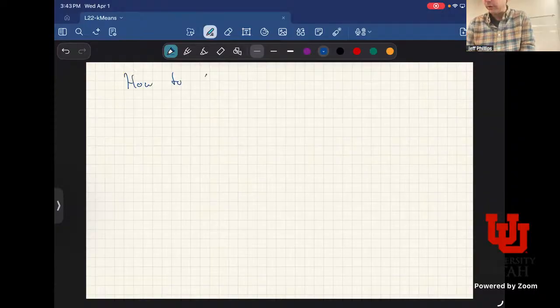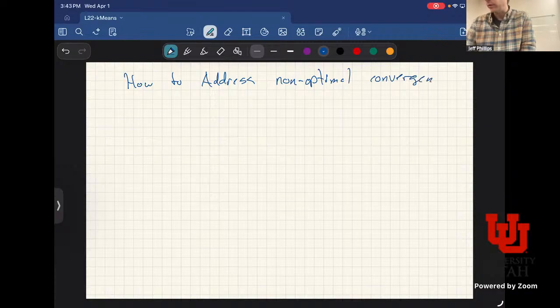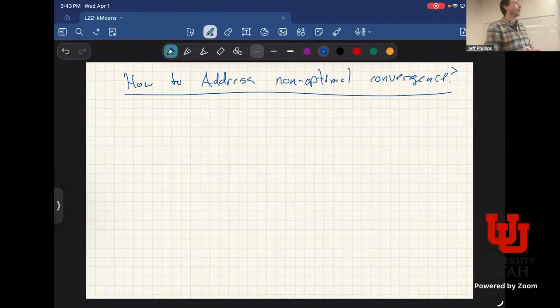So how to address this non-optimal convergence. Okay, so what should we do? All right, does anyone have any ideas? Let's go through and think through what we could possibly do here, and there are probably a bunch of right answers.